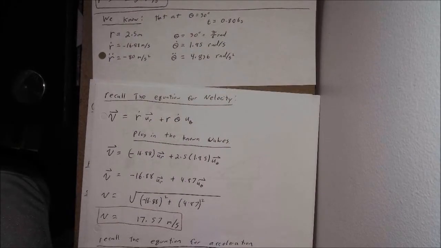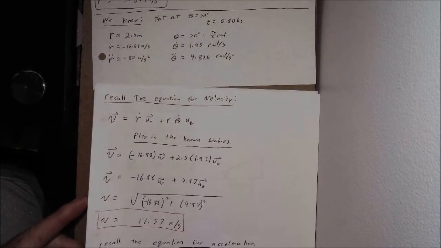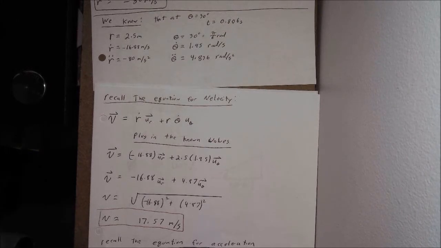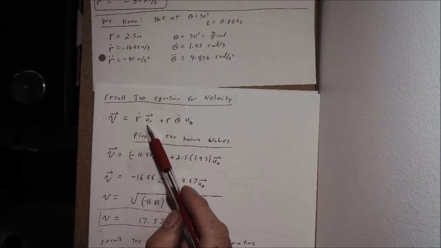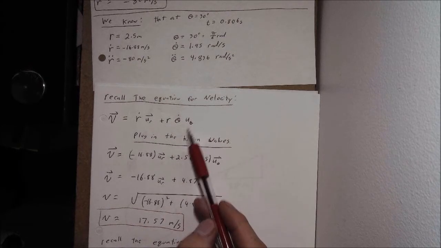Now I'll leave that table up there with all the values I've solved for, ready to reference back to. The next step is to solve for the two things I asked for in the problem statement, our velocity and acceleration. Let's do one at a time, starting with velocity first. The first thing we want to do is go back to our textbook, where we recall an expression for velocity we've seen before in previous courses: our velocity is given as r dot in the unit vector in the r direction, plus r times theta dot times the unit vector in the theta direction.